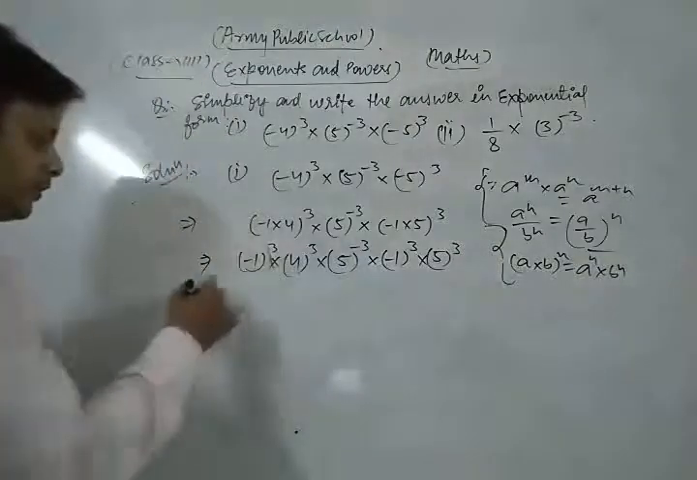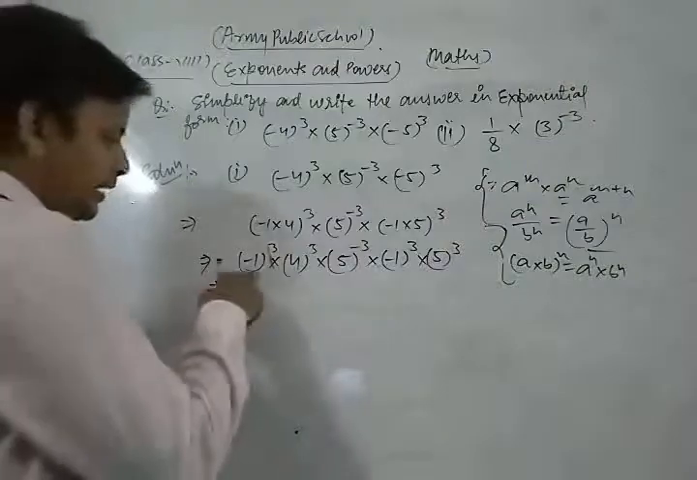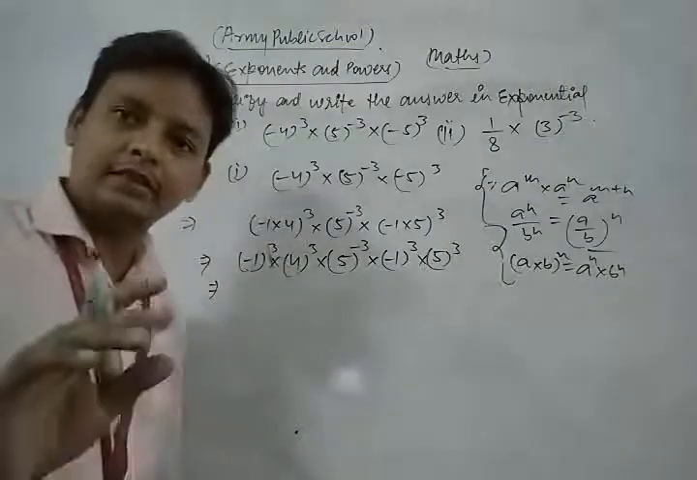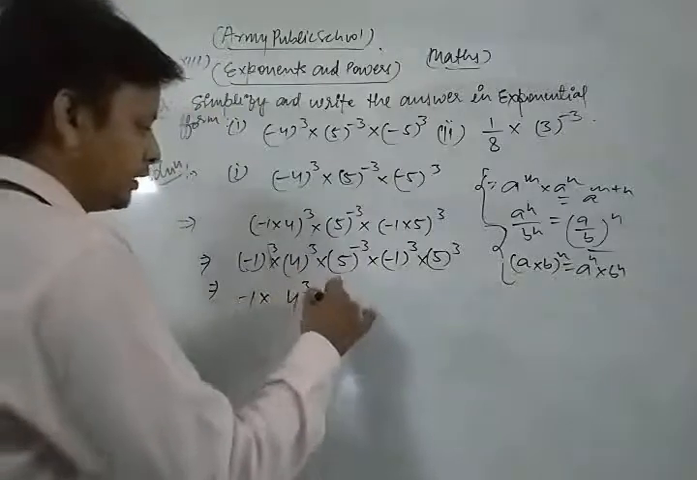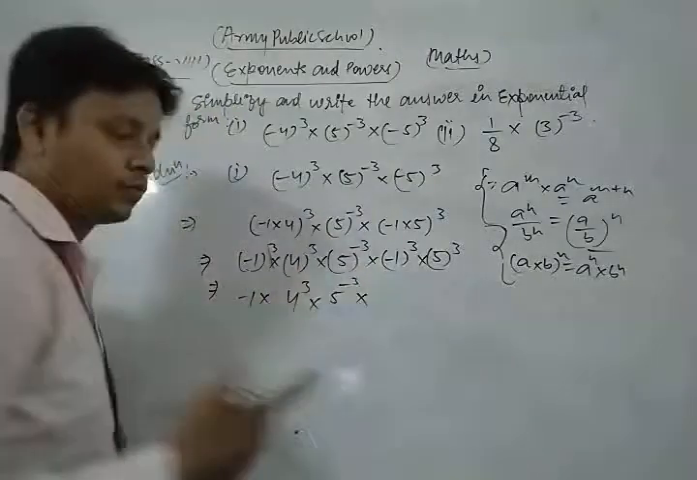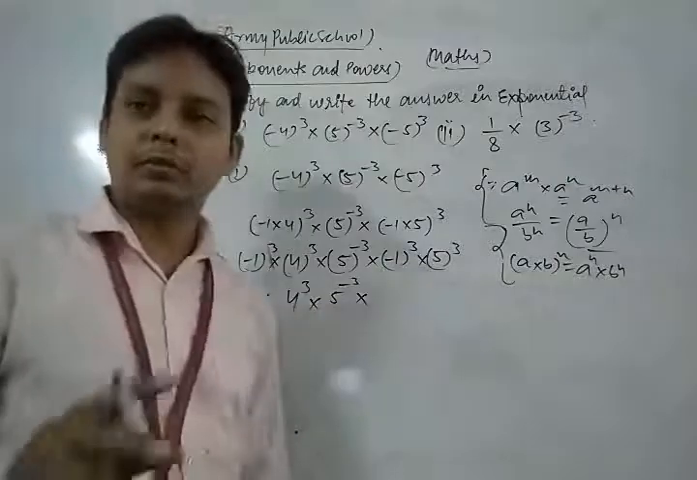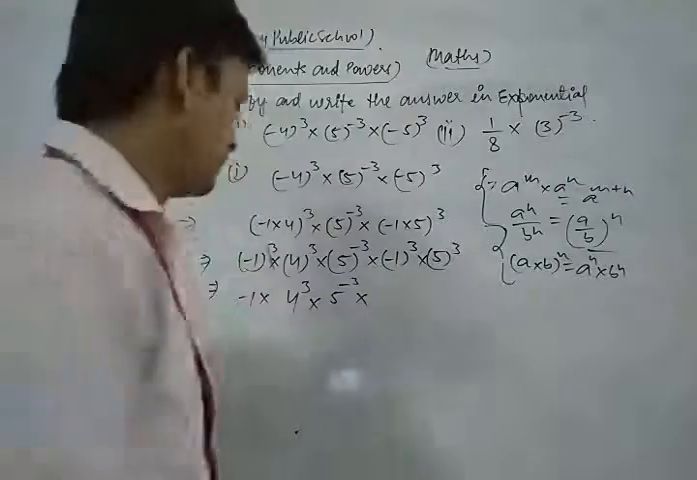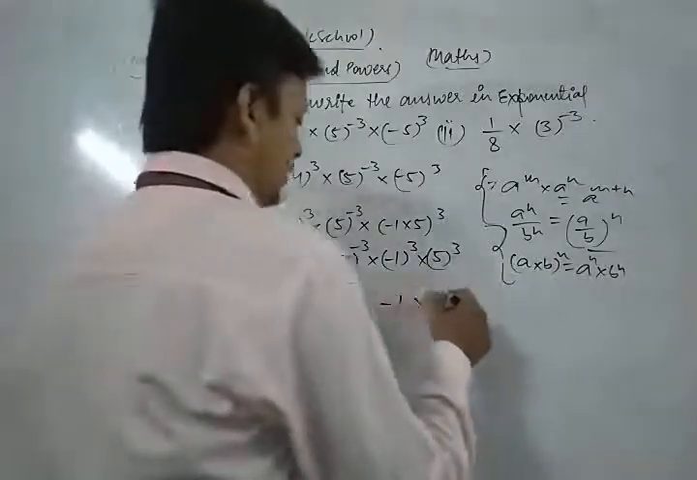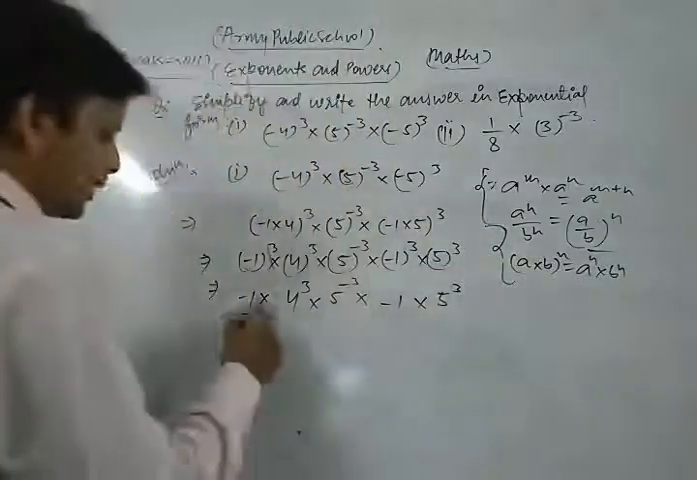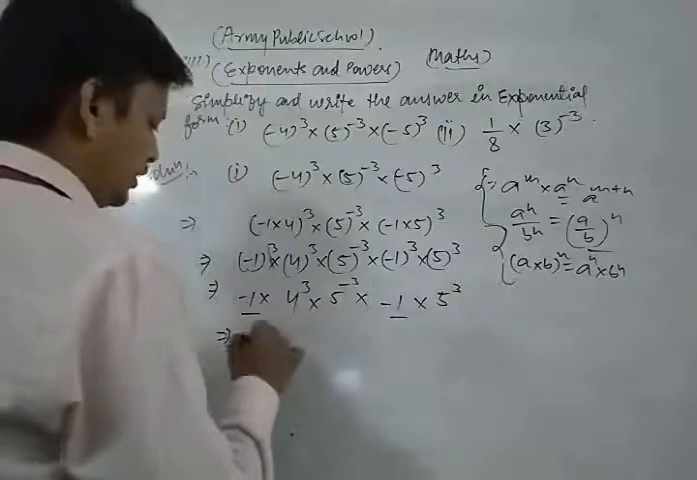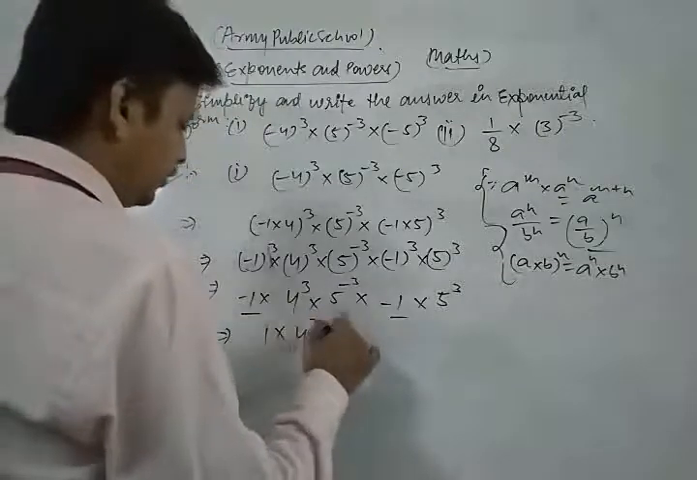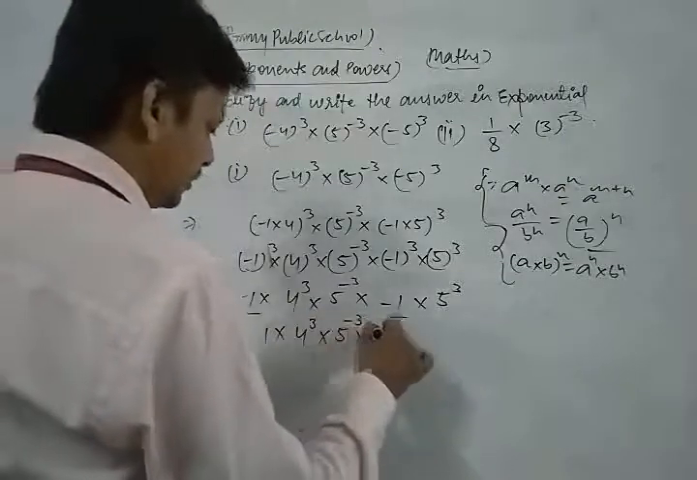Now look, here we can write minus 1 to the power 3. Power is odd, so the answer is always negative. So minus 1 into 4 power 3 written as it is, and 5 power minus 3 written as it is. Minus 1 to the power 3 is minus 1 into minus 1 into minus 1, that is minus 1. So minus 1 into 5 power 3. Now this minus 1 into minus 1 converts into plus 1. So 1 into 4 power 3 into 5 power minus 3 into 5 power 3.